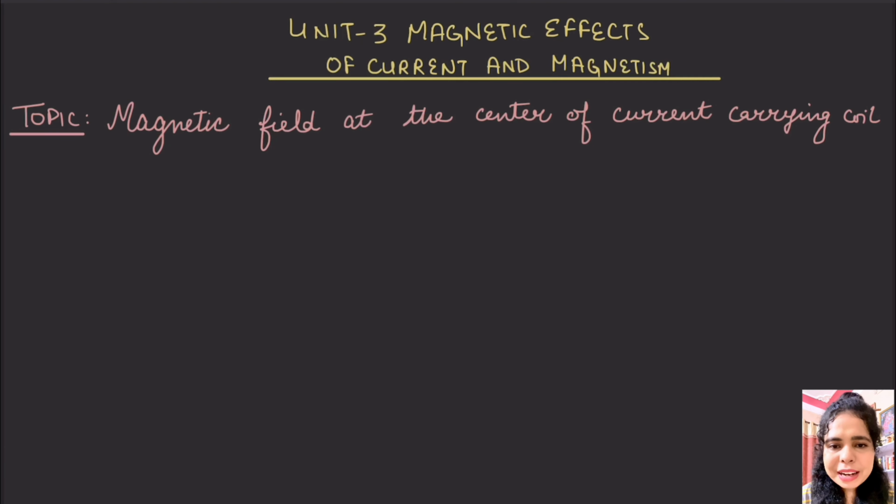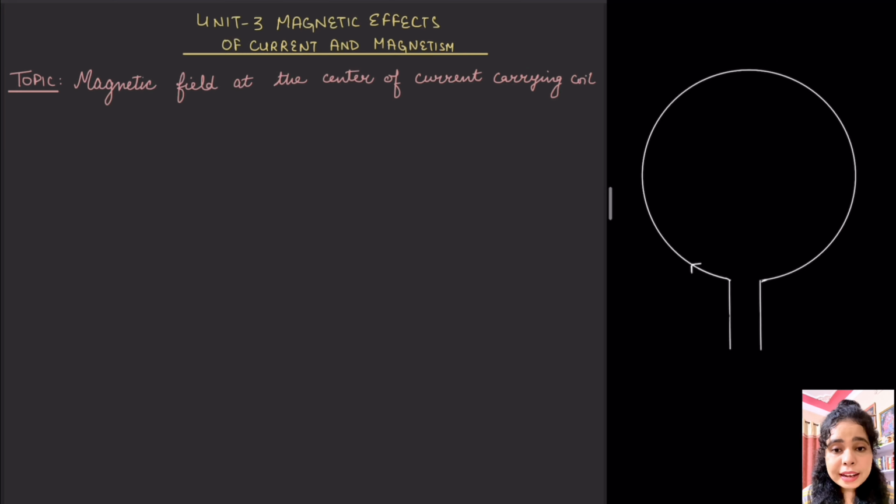This is Unit 3, Magnetic Effects of Current and Magnetism for class 12th, and today we will be finding the expression for the magnetic field at the center of a current carrying circular loop. Before finding the expression, we will try to understand the condition with the help of one animation. First of all, we will understand how the current is flowing through the circular loop, and then we will find the expression for it.